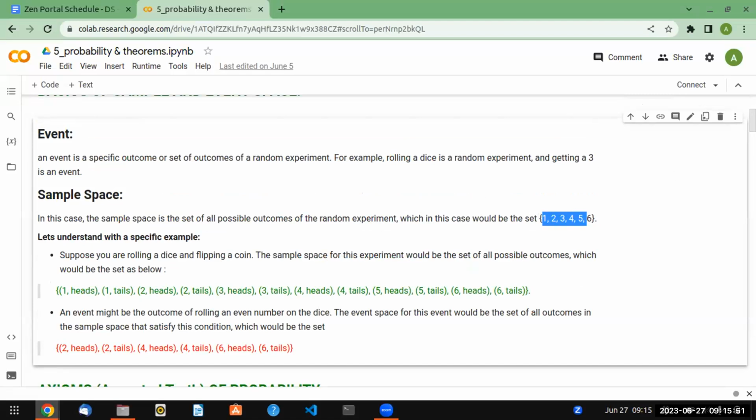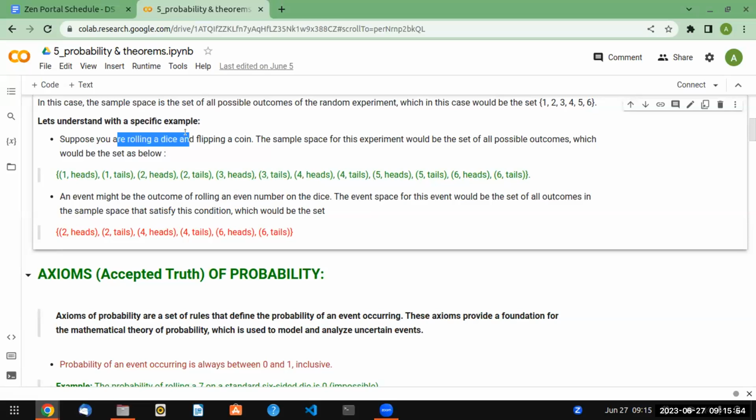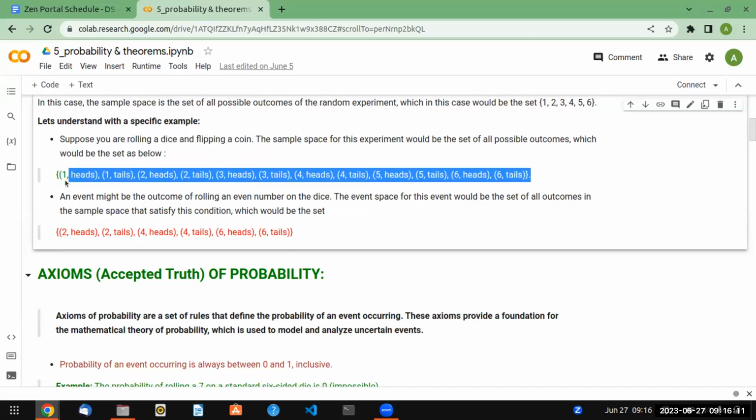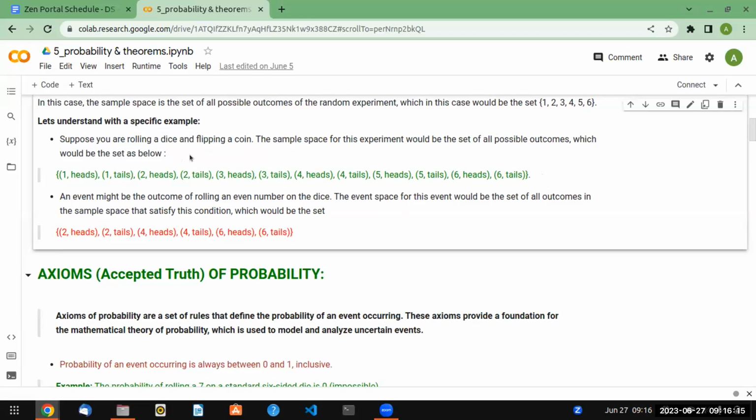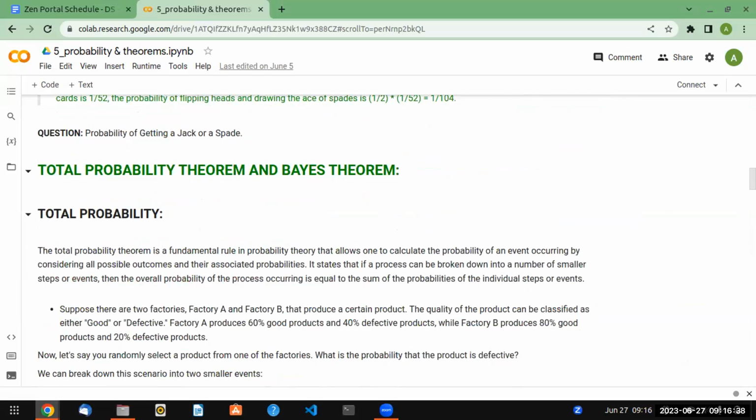Now, a specific example. Suppose you are rolling a dice and flipping a coin simultaneously. Now sample space means what? All possible outcomes, as I said. So here, this is the sample space. Are you getting why this is the sample space? Because we are doing both actions simultaneously, rolling a dice and flipping a coin. Then what are the possible outcomes here? Either 1 will come on the dice and head on the coin, or 1 will come on the dice and tail will come. With each number on the dice there are two possible outcomes. Similarly, when 2 comes, head can come.